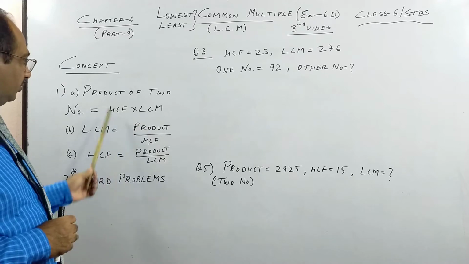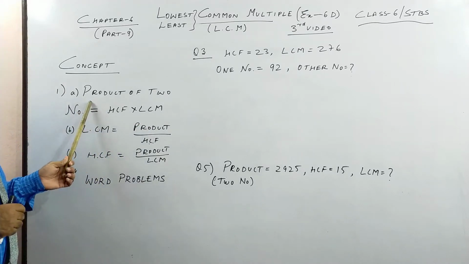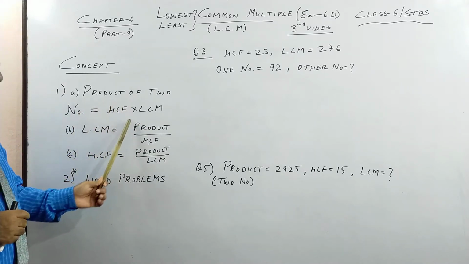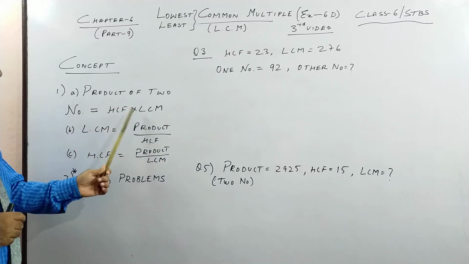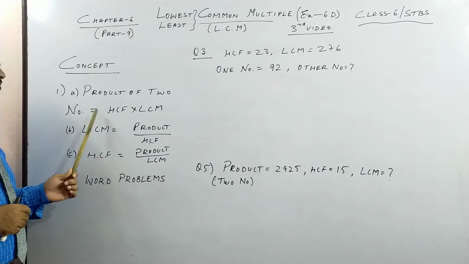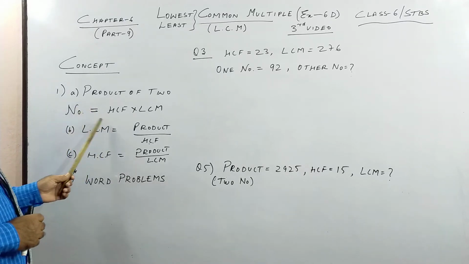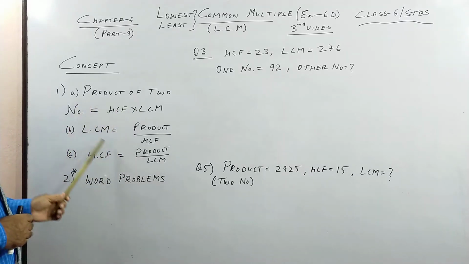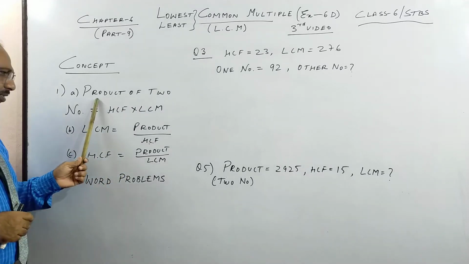So here we start with this. This is one particular formula, children. Here we take out LCM, so product by HCF goes down. B and C are coming from A only. So there is one formula. If you want HCF, LCM will come down below the product. So this is one formula, children.